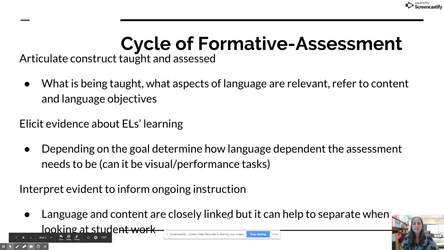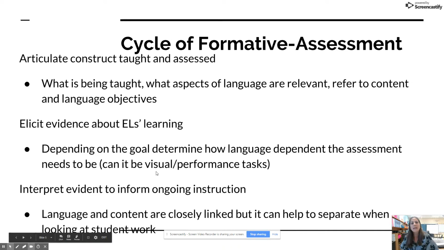So when we think about the cycle of formative assessment, remember it's a cycle, so we're going to go back through it constantly as teachers. The first thing we're going to figure out is we're articulating the construct taught and assessed. What is it that I want this child to know when it comes to content? So if I'm teaching math, what is it in math I want them to know, science, reading, social studies, etc. And then also, what language does this child need to know in order to be successful in that content area?